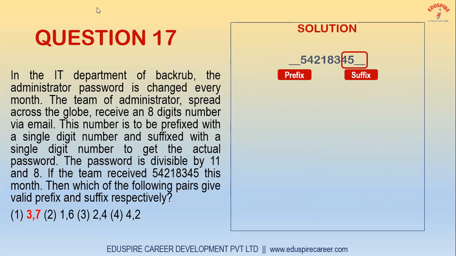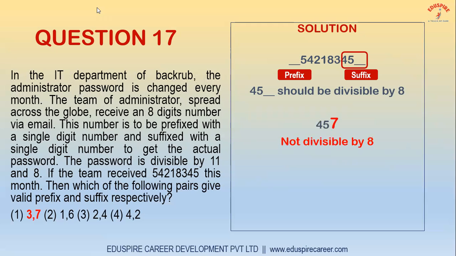Now we know that for the divisibility rule of 8, we have to check the last 3 digits. So the number formed by the last 3 digits must be divisible by 8. Only then will the entire number be divisible by 8. What if I take the first option, which is 3, 7? In that case, the suffix will be 7. So the question is, is 457 divisible by 8? No, it is not. So we will eliminate the first option.